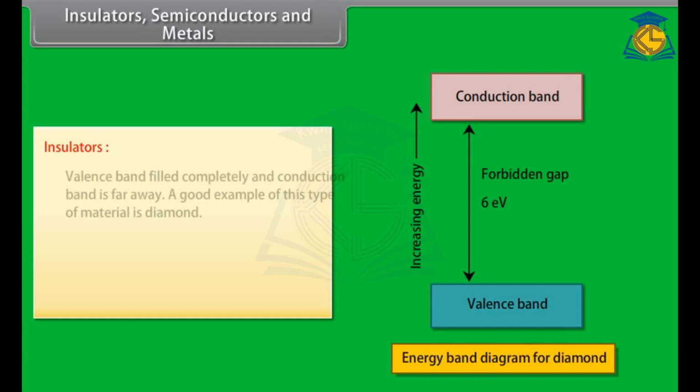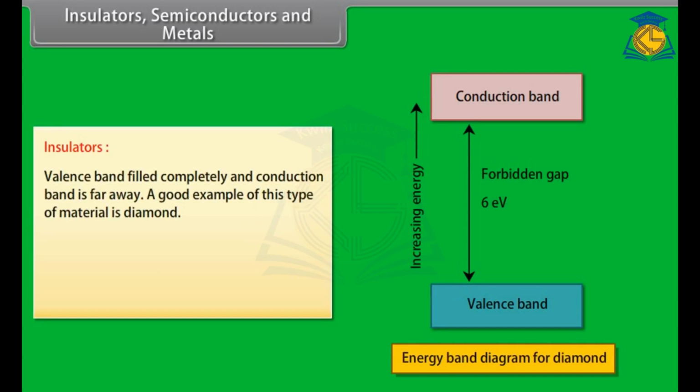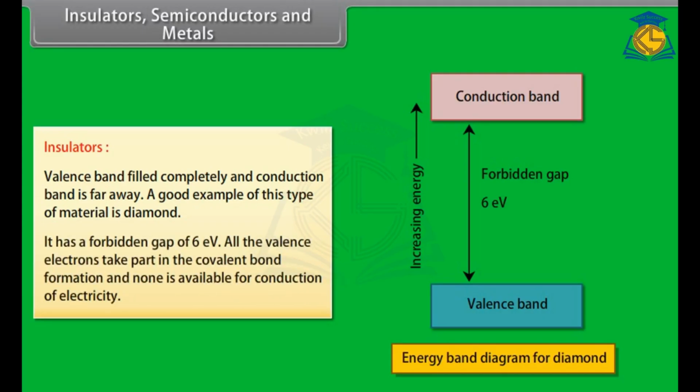Insulators, semiconductors and metals. On the basis of the band theory of solids, the solids are classified as insulators, semiconductors and metals. Insulators. Valence band filled completely and conduction band is far away. A good example of this type of material is diamond. It has a forbidden gap of 6 electron volt. All the valence electrons take part in covalent bond formation and none is available for conduction of electricity.